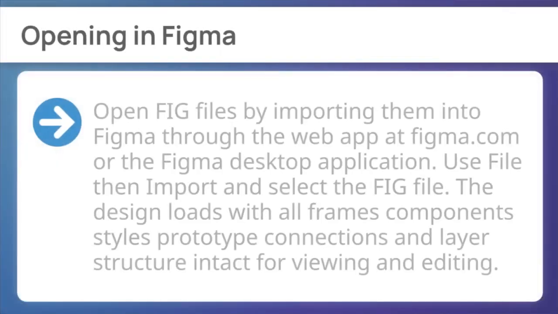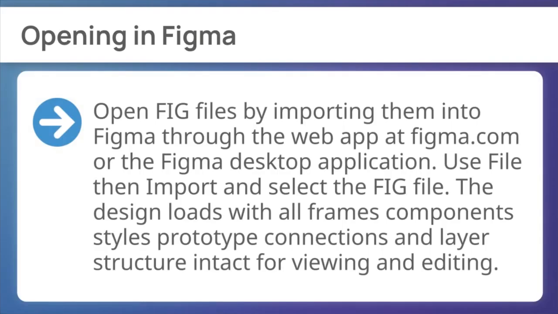First, opening in Figma. Open Fig files by importing them into Figma through the web app at figma.com or the Figma desktop application. Use File then Import and select the Fig file. The design loads with all frames, components, styles, prototype connections, and layer structure intact for viewing and editing.